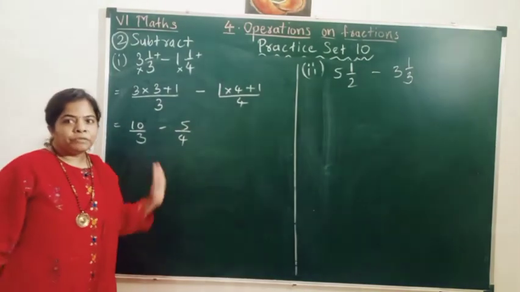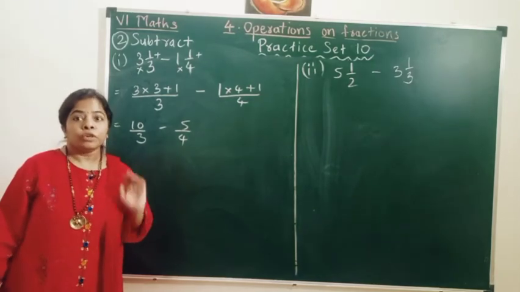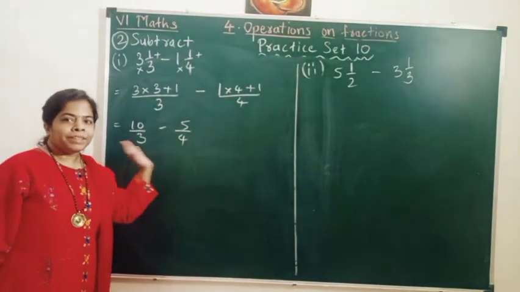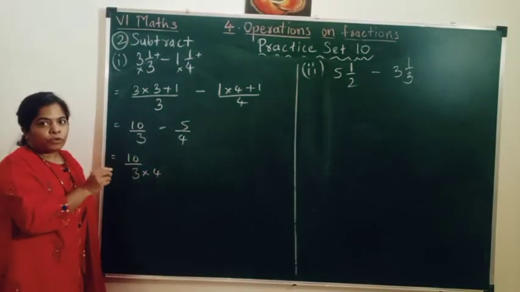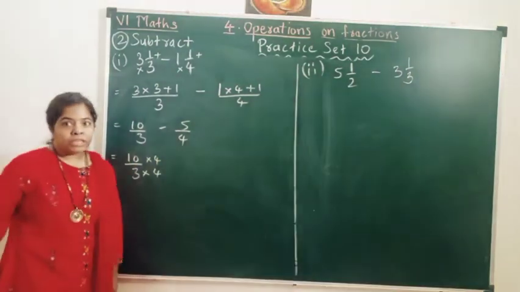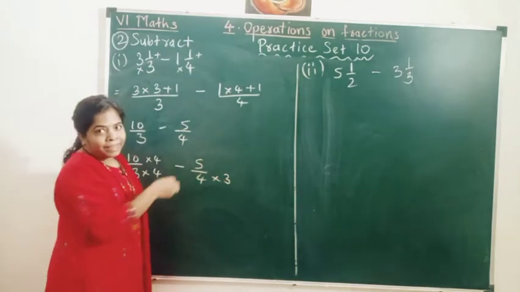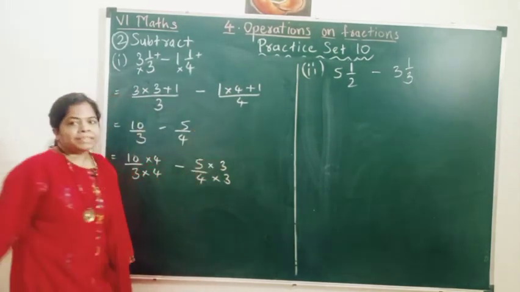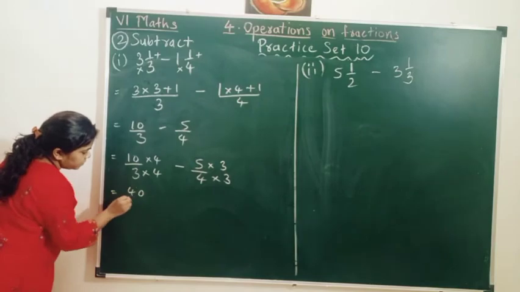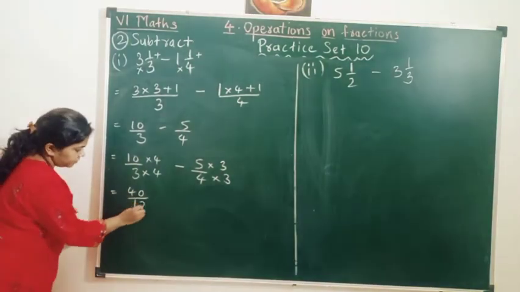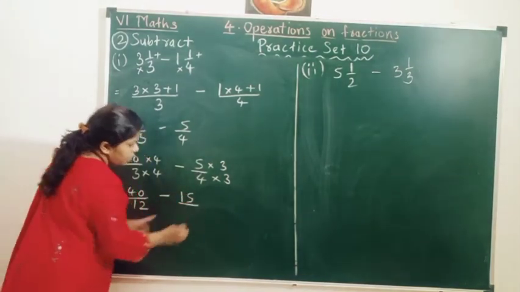See now children, I can very clearly see that the denominators are not the same. So we are going to cross multiply them. 3 with 4 and 4 with 3. Into 4, the same we do up also just for balancing. Into 3, and the same up also. 10 4s are 40, 3 4s are 12, minus 5 3s are 15, 4 3s are 12.